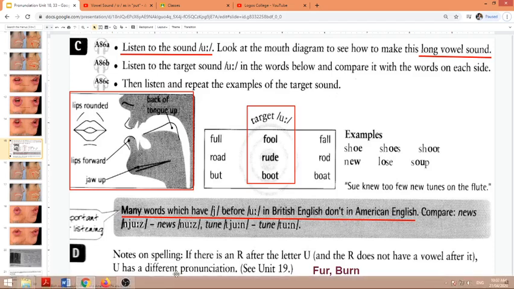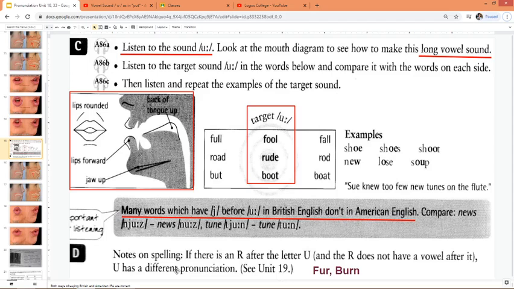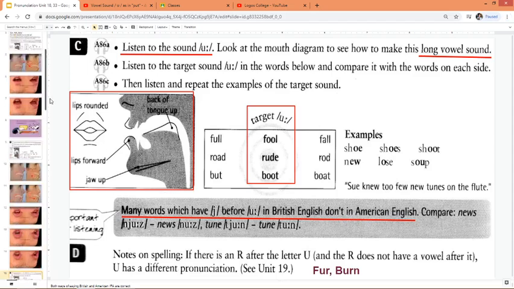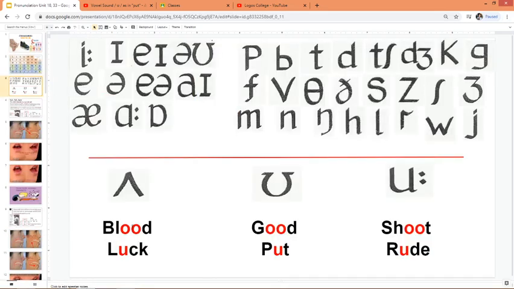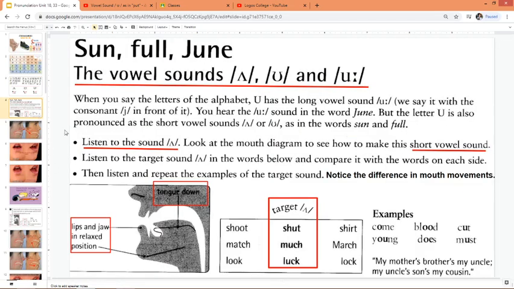If you go down to part D on page 44, it talks about spelling. Right? So a very common spelling for these sounds, all three sounds in Unit 18, is a double O. O-O. Right? So the double O and the letter U can make all three of these sounds. So you have to be very careful here. Okay? So this is blood. This is good. This is ooh, shoot. So double O, the letter U makes these sounds.